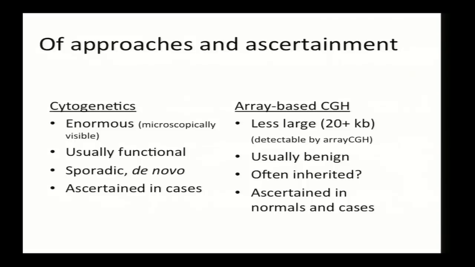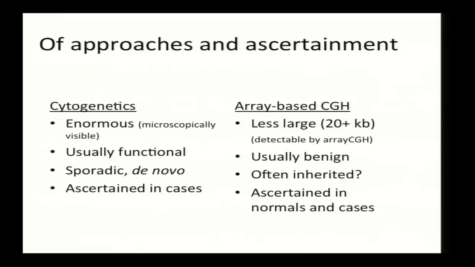Now, it is important to remember something different, though, about the transition in approaches and ideas in the field at this time. So before, copy number variation was ascertained cytogenetically. So what people were seeing was by definition enormous. You had to be able to see it under the microscope. So enormous on genome scales. It was usually functional, and in part because it was almost always ascertained in patients.